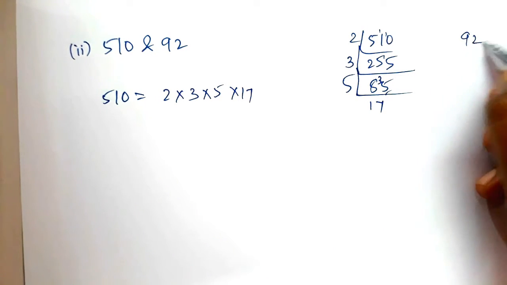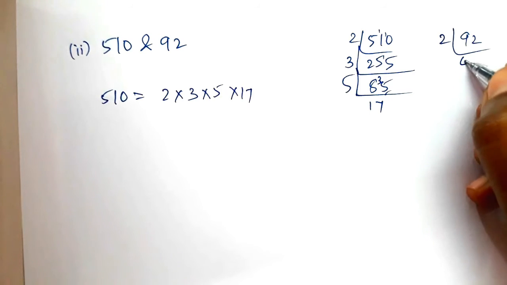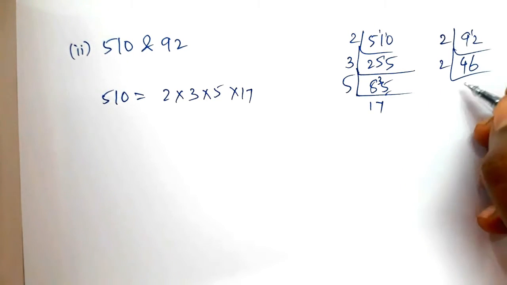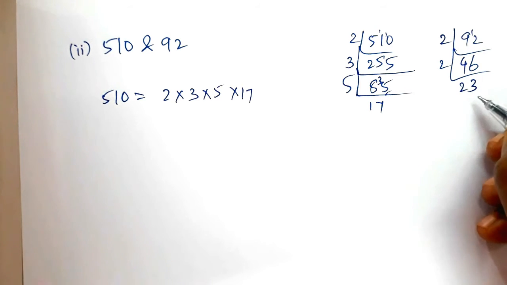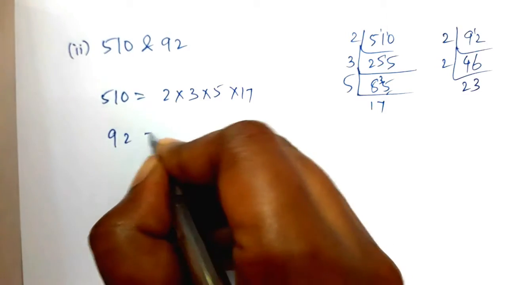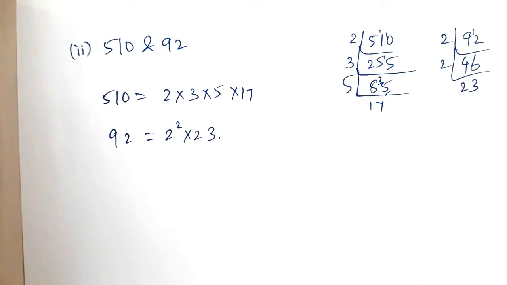Next number 92. It is the even number, so it goes into 4 2s are 8, remaining 1, so 6 2s are 12. Again it is the even number, so with 2, 2 2s are 4, 3 2s are 6. Now this is the prime number, so stop the process here. Now 92 can be written as 2 square into 23.